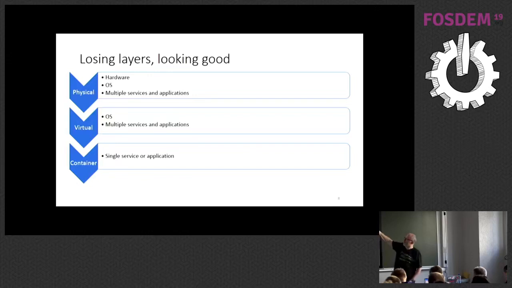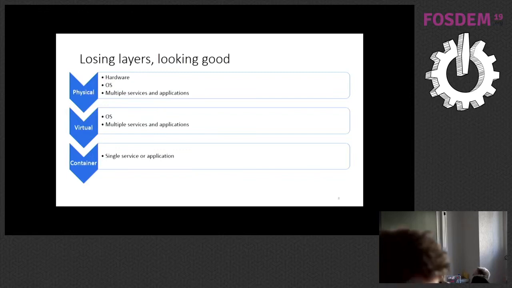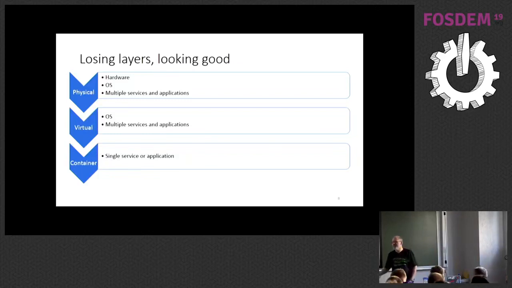Then we managed to lose the hardware layer by moving to virtualization. You may have multiple services and applications in your VM, and you've got the operating system, but at least it's your operating system, and you decide what release it's at. However, carrying the OS around just to run an application on is heavy, so that's excess weight again. That got shed when we started to see people move to containers, and the containers typically have a single service or application in them. So everything's great. We're looking really thin.